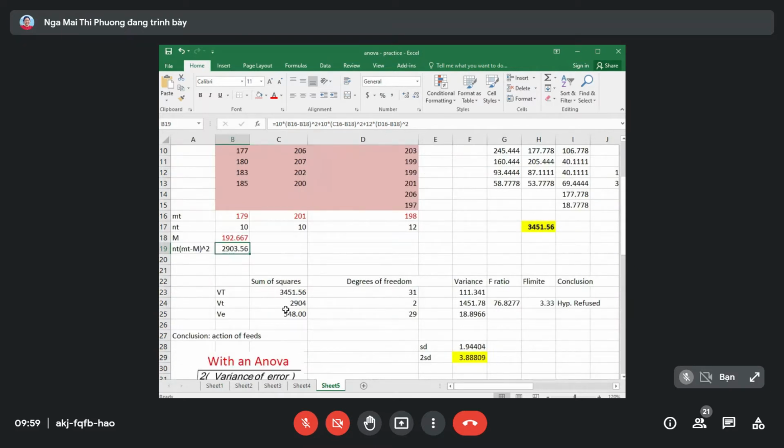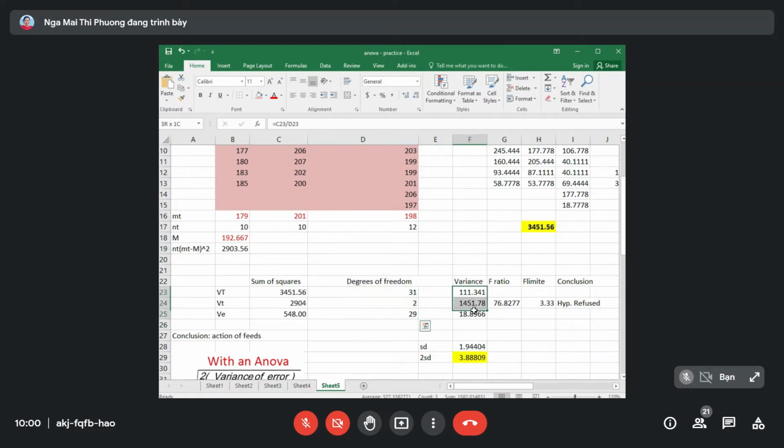So you have sum of square here. You have degree of freedom. The degree of freedom for variance of totals: you have 32 values minus 1 is 31. You have variance of treatment. In this case, you have 3 levels of treatments. 3 minus 1, so it is 2. And the degree of freedom of variance of errors equals the degree of freedom of variance of total minus the degree of freedom of variance of treatment. So it's 29. So you have this second column.